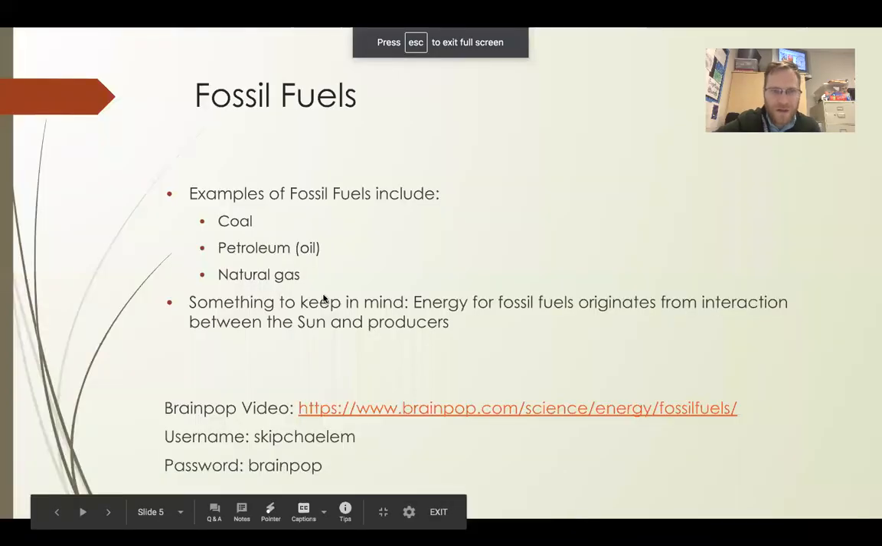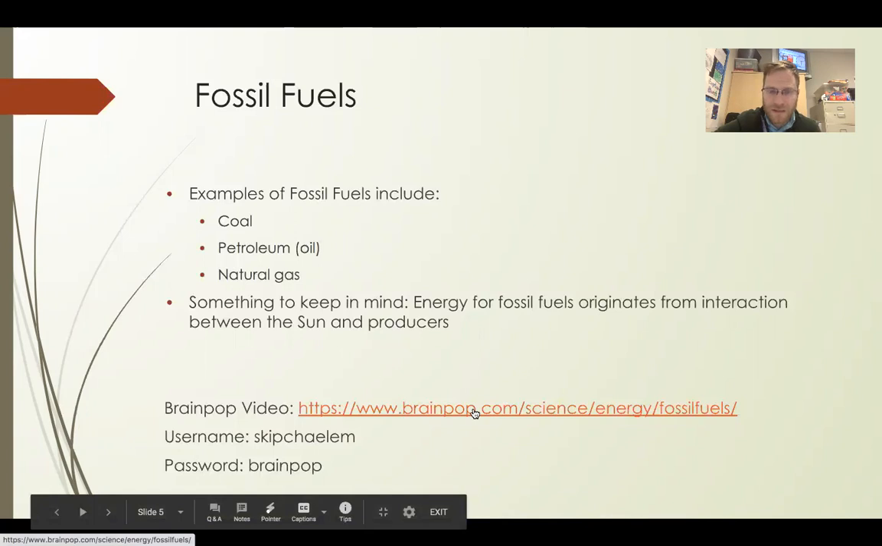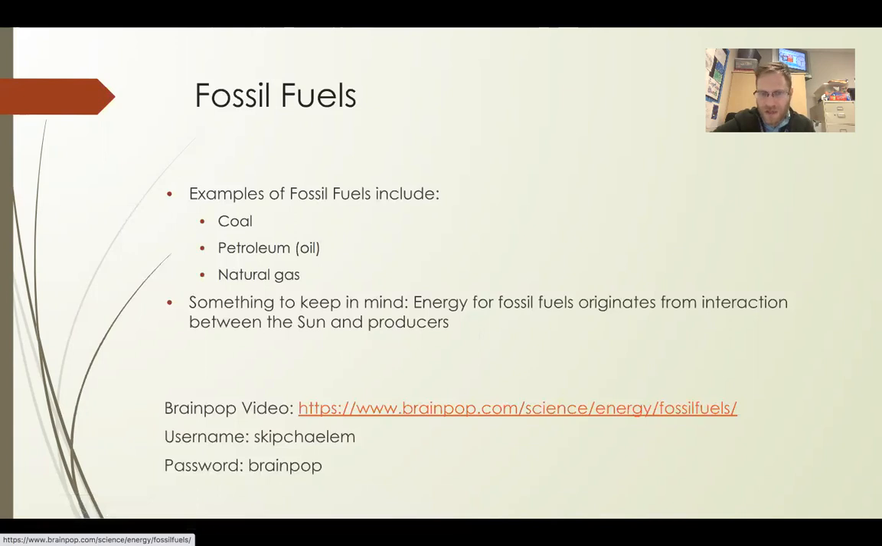So we have fossil fuels. We have three basic types of fossil fuels. We've got coal, oil, and natural gas. Something to keep in mind is that energy for fossil fuels originates from interactions between the sun and producers. So that's where it has to originate from because the producers create their own energy. So they're harnessing the energy of the sun. All that energy from the sun is packed away inside those producers when they decay. It's also packed into the small consumers that would be eating the plants as well. So those things are the basic building blocks of the fossil fuels.